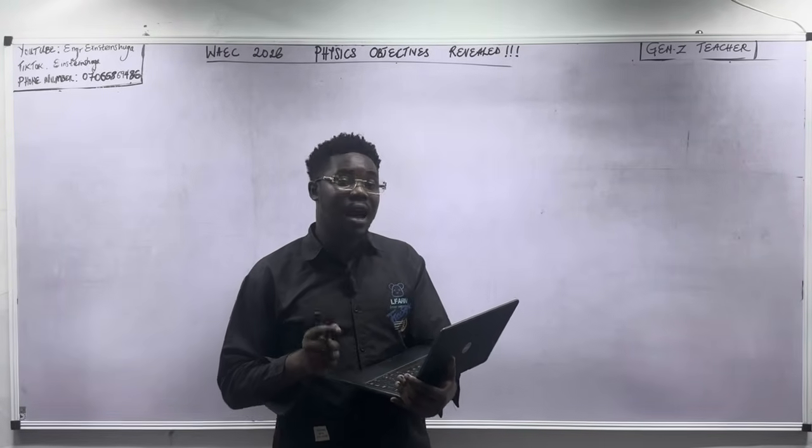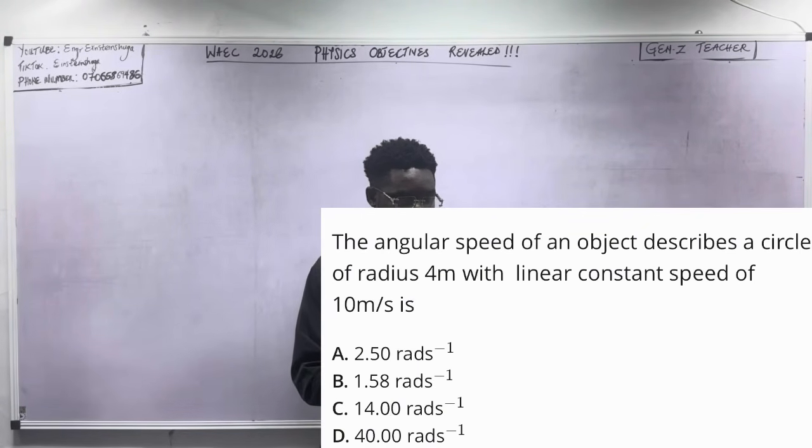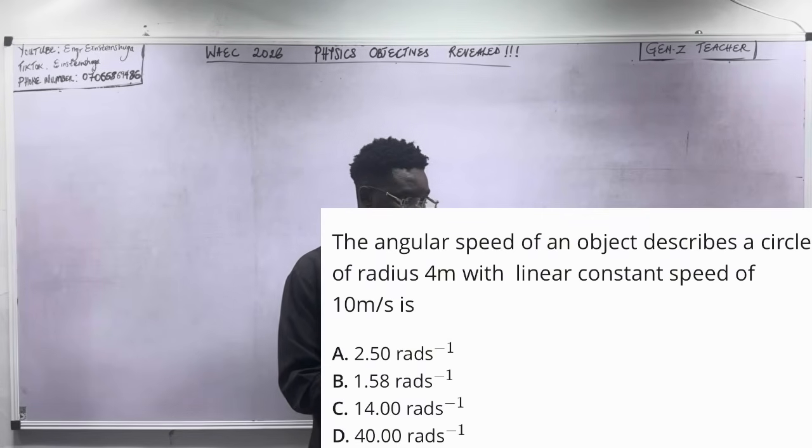Number 5 says the angular speed of an object describing a circle of radius 4 meters with linear speed of 10 meters per second.